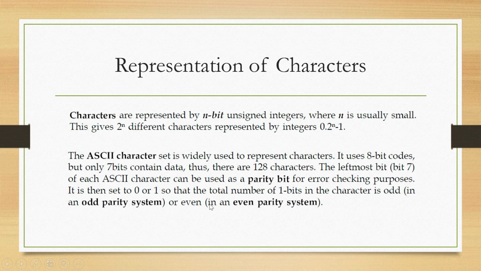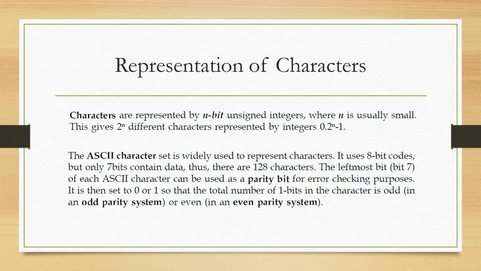For the representation of characters, characters are represented by n-bit unsigned integers, where n is usually small. So this gives 2 to the n different characters represented by integers 0 to 2 to the n minus 1. So we have the ASCII character set that is widely used to represent characters. It uses 8-bit codes, but only 7 bits contain data. Thus, there are 128 characters.